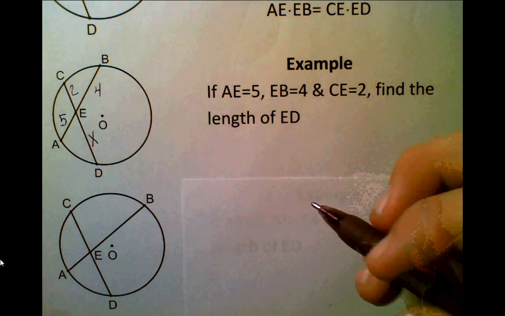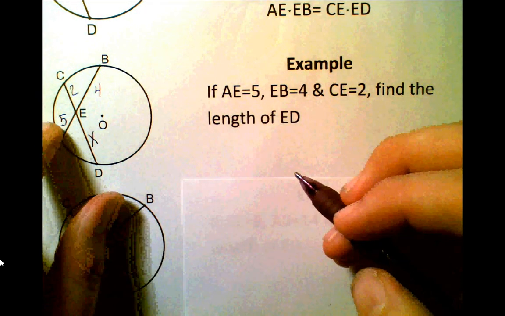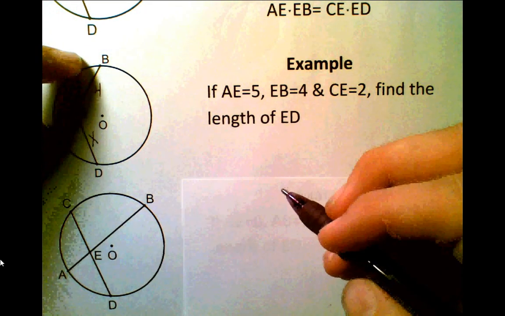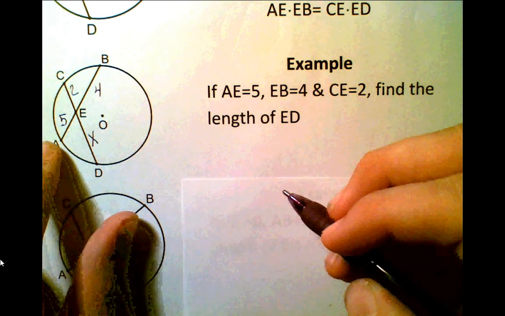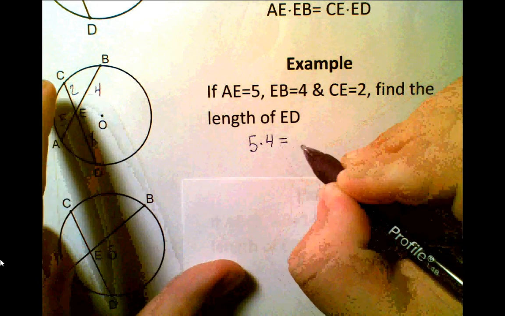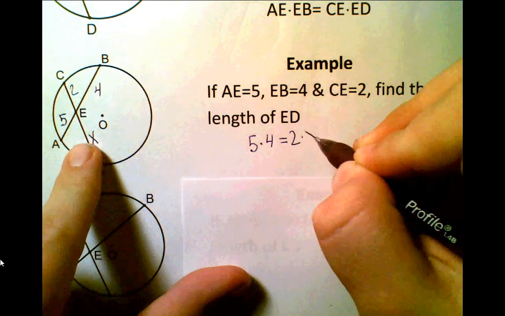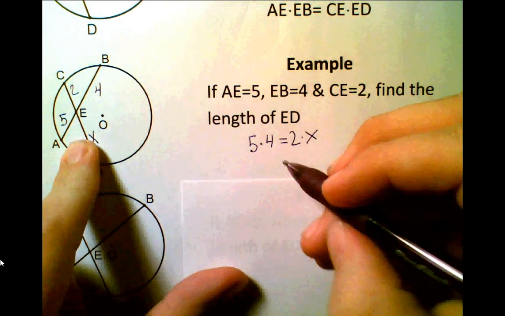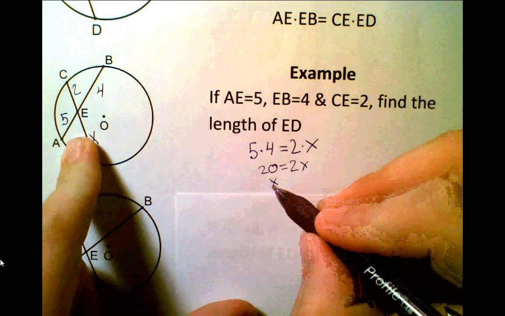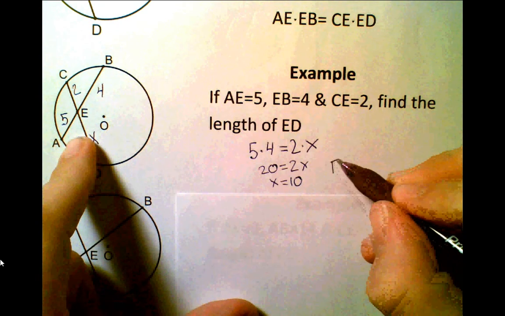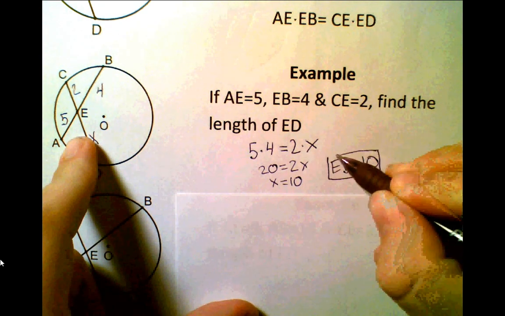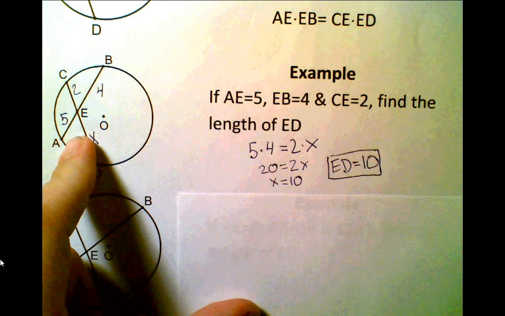Now, we do the product of the two segments created at the chords with the intersection. So I'm going to do 5 times 4 equals 2 times x. Now when I do that, we get 20 equals 2x, and x is equal to 10. And remember, x is the length of ED, so ED is equal to 10. Okay? Now, let's take a look at another example.